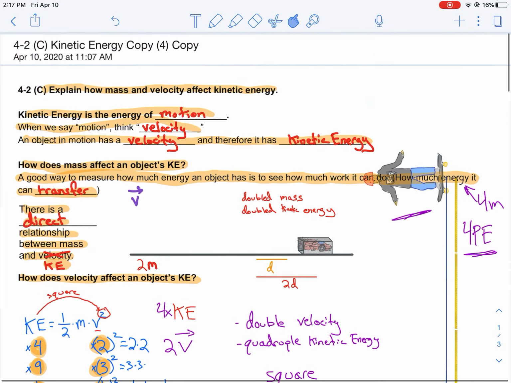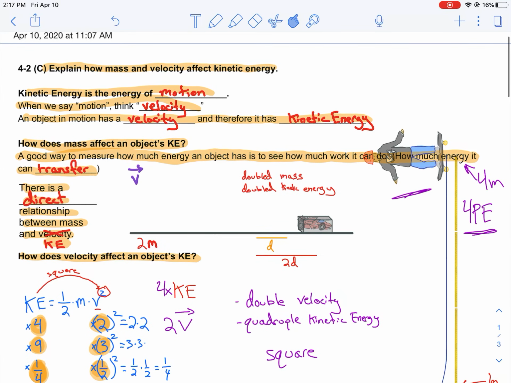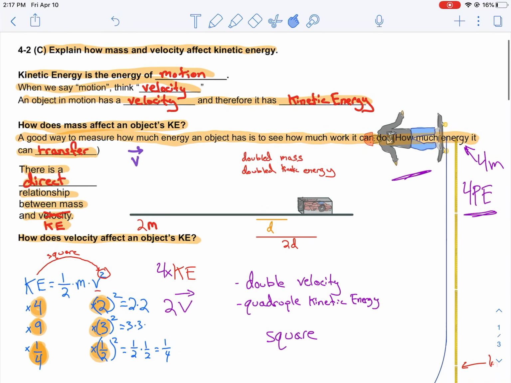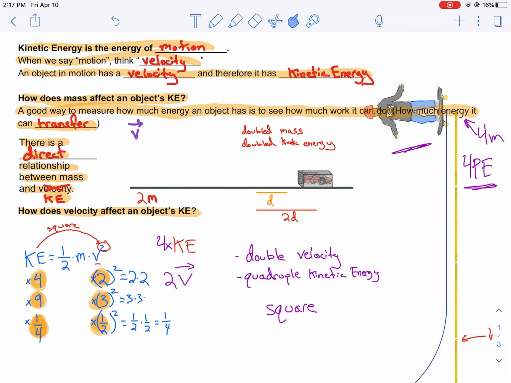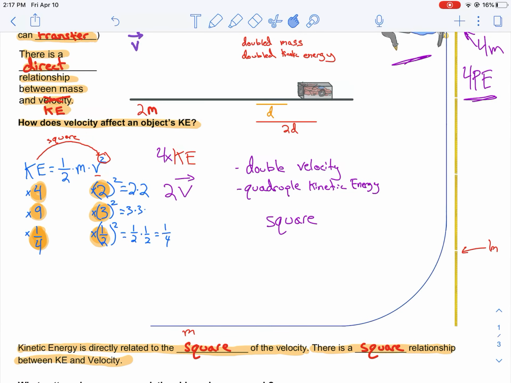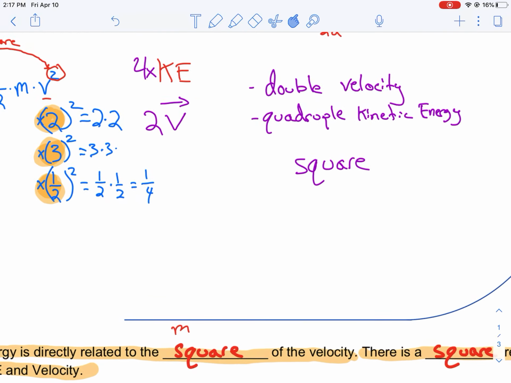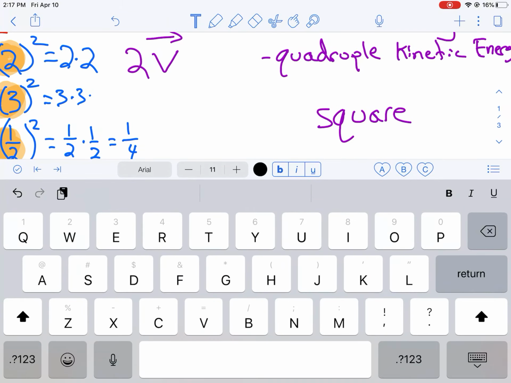For part one of this video, I want you to be thinking about how, if an object has kinetic energy, that means it's moving, and vice versa. Mass and kinetic energy have a direct relationship, and velocity and kinetic energy have this thing called a square relationship. And before we do part two, let's write down what a square relationship is.